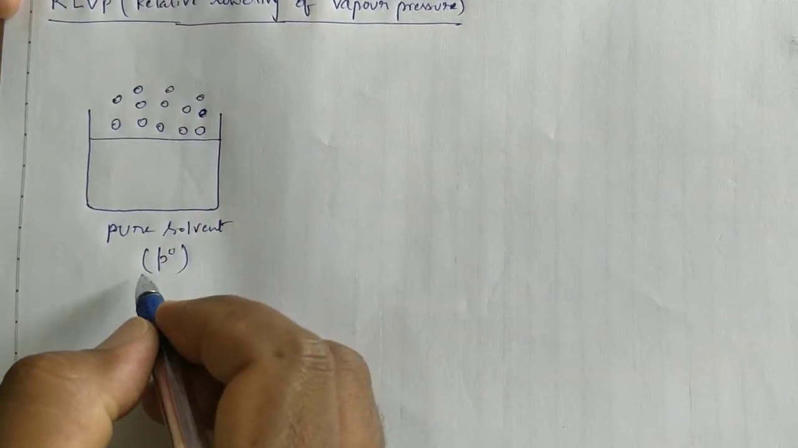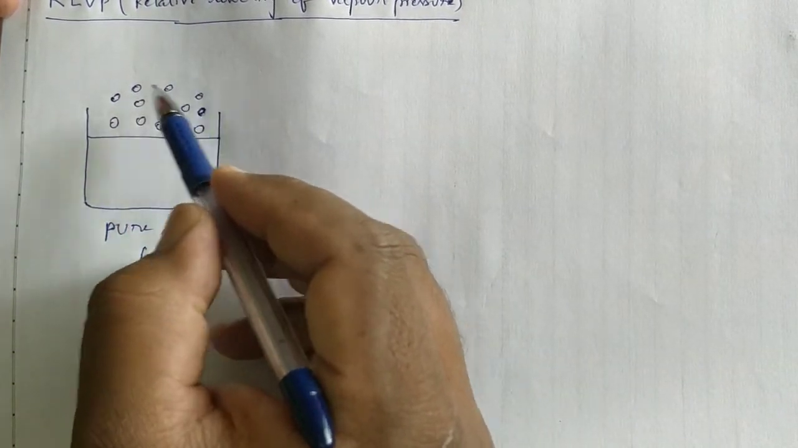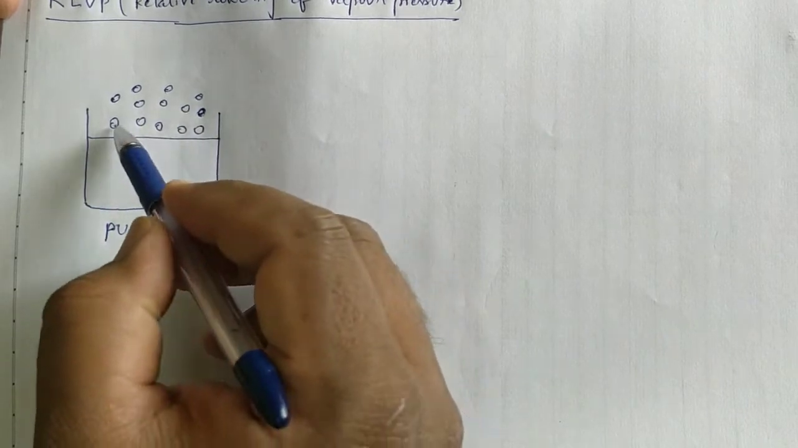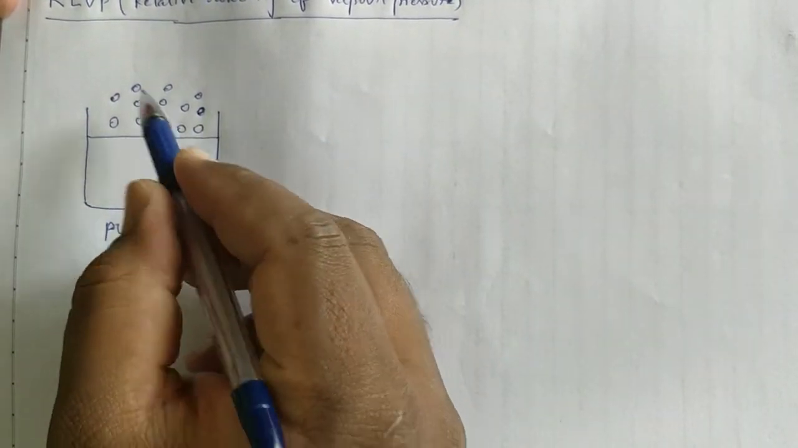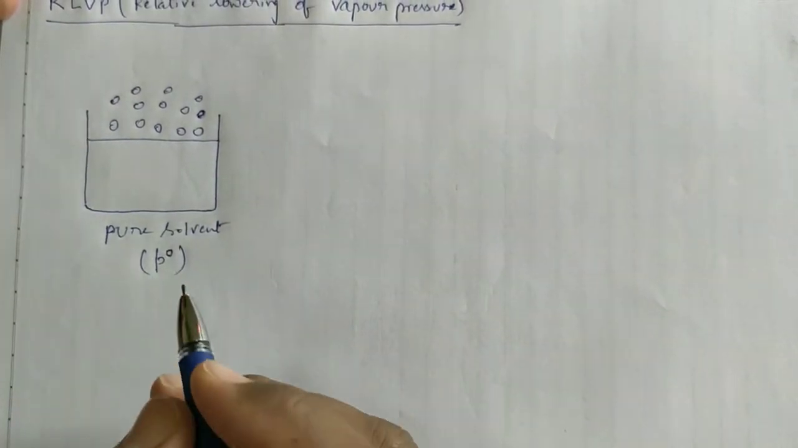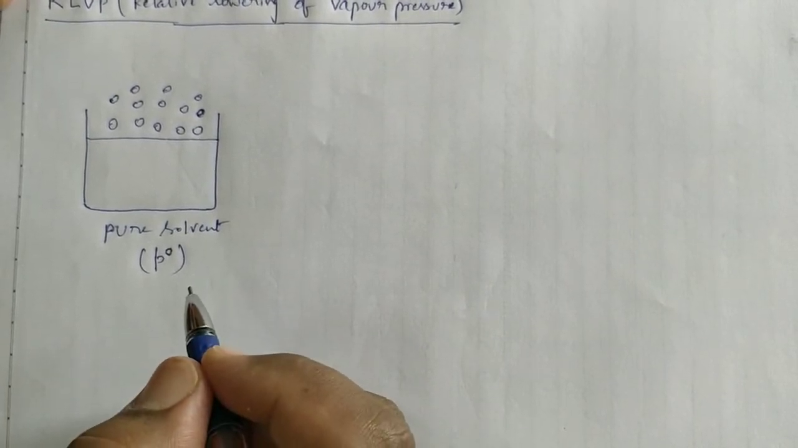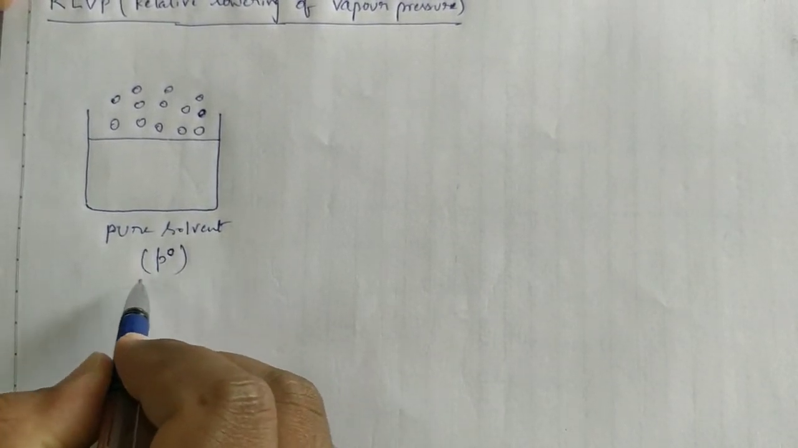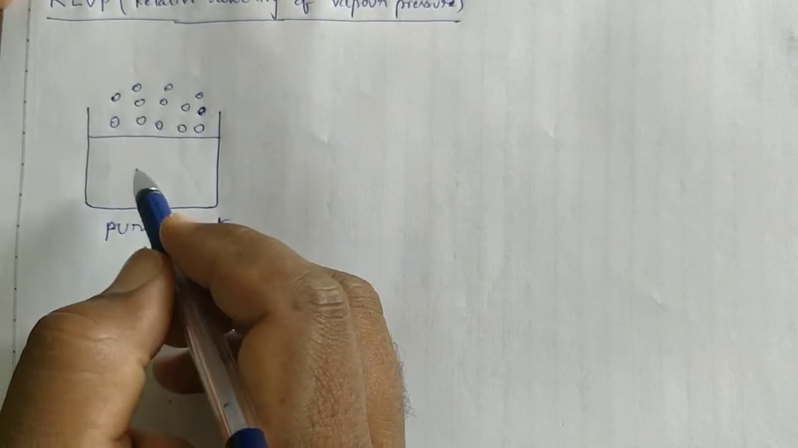Pure solvent vapor pressure is P0. This P0 is because of how many molecules? For example, here I am telling, 1, 2, 3, 4, 5, 6, 7, 8, 9, 10, 11, 12, 13. Because of 13 molecules, for the pure solvent, we observe some pressure that is equal to P0. That is 0.5 or 0.2, whatever the particular numerical value is, that is represented as P0. This is called vapor pressure of pure liquid.